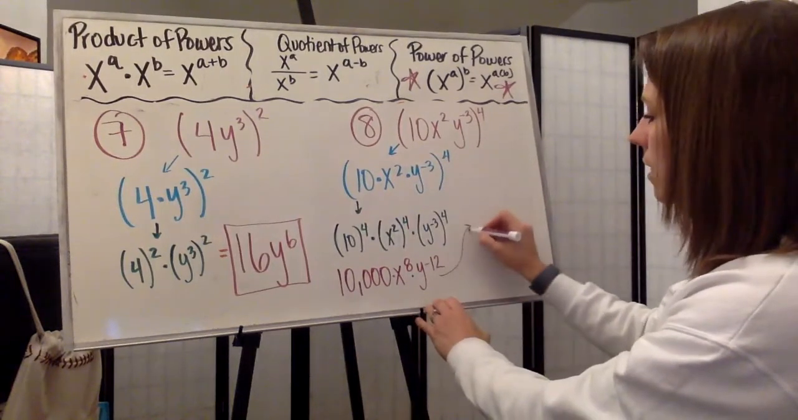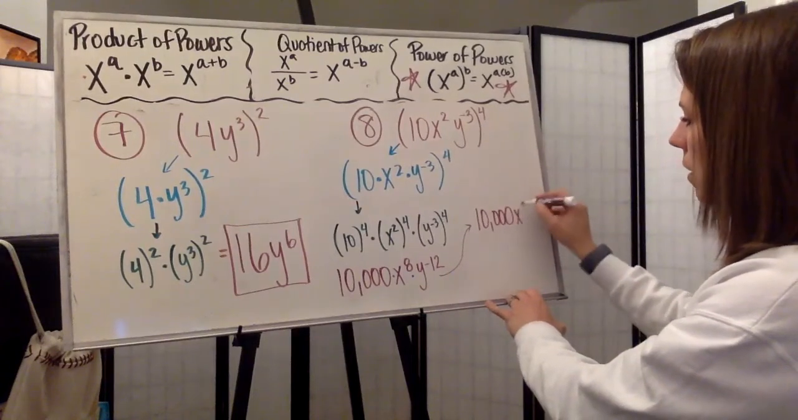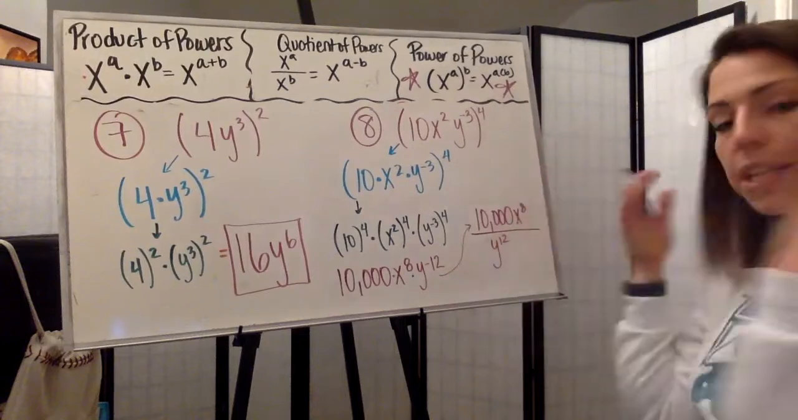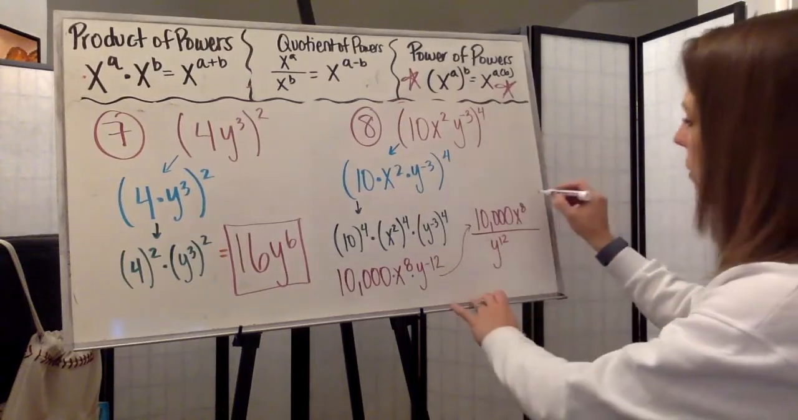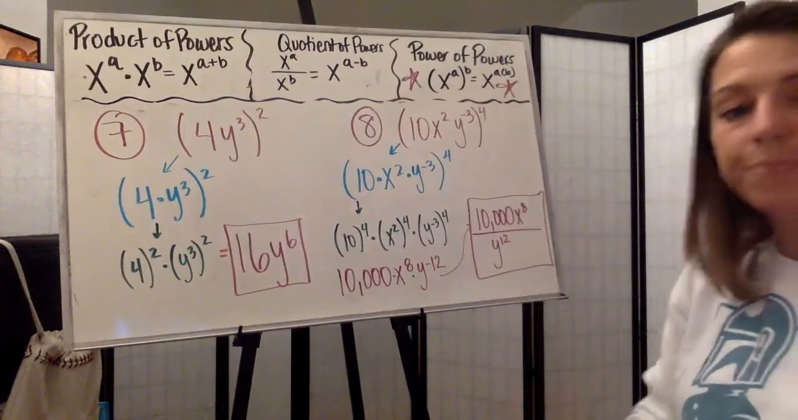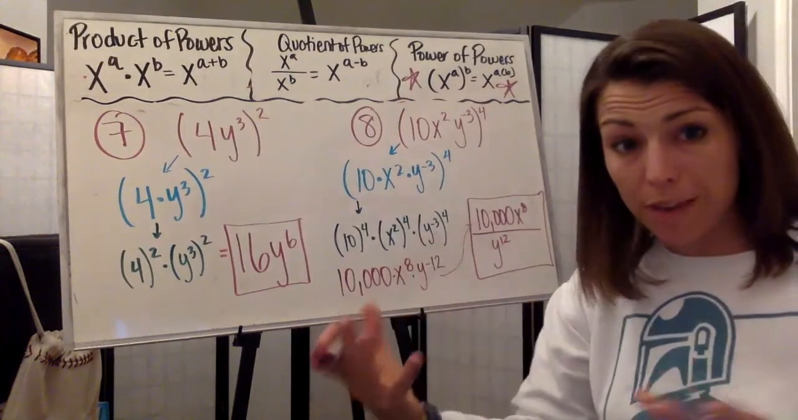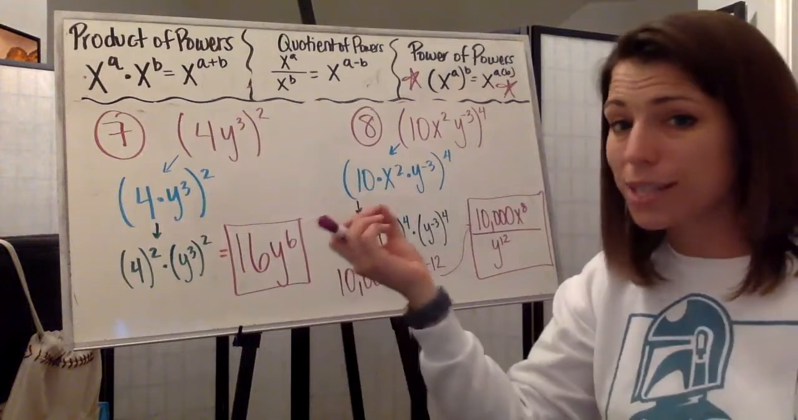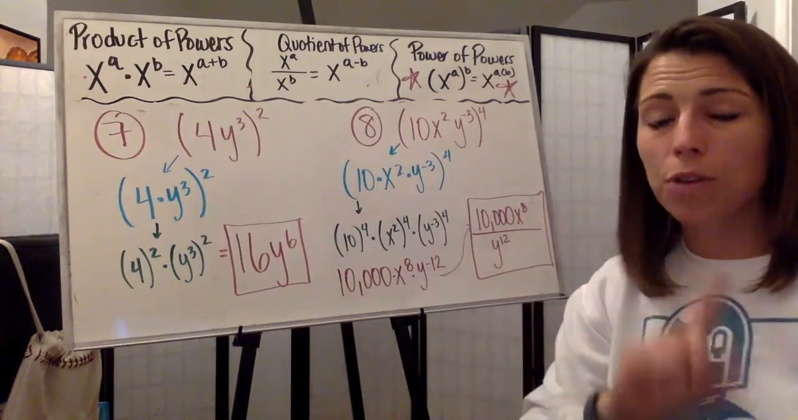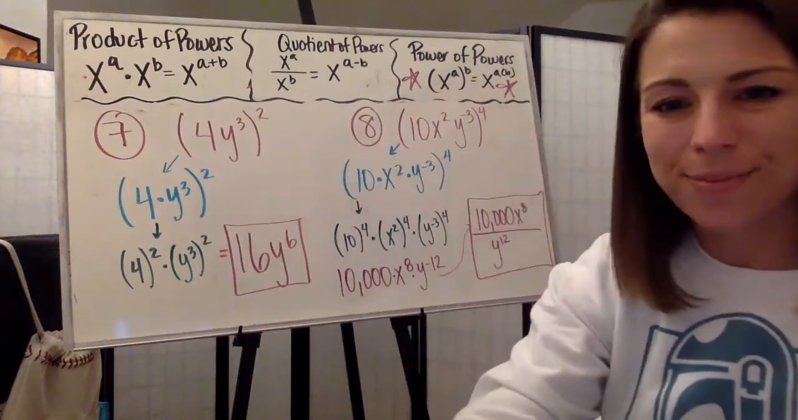10,000 x to the 8th stays in the numerator. Y to the 12th moves down to the denominator where it's happy now because it has a positive exponent. And there you go. We are done. If you notice, there is a common theme among everything. Every time you have a coefficient, the first thing you do is you separate the factors. So just keep that in mind when we go over our exit ticket, which is numbers 9 and 10, and that will wrap up this video.